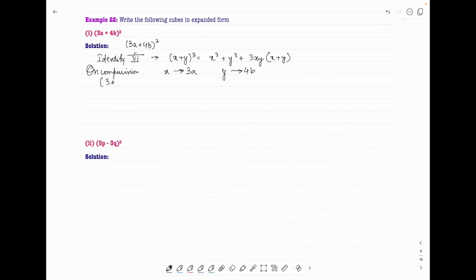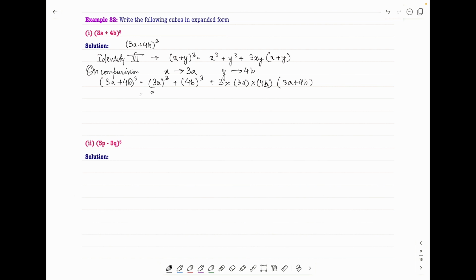So (3a plus 4b) whole cube means, instead of x cube I will write (3a) cube, plus instead of y cube I will write (4b) cube, plus 3 into x, which is 3a, into y, which is 4b. Instead of x plus y, I am going to write 3a plus 4b. Substitute in place of x 3a, in place of y 4b.